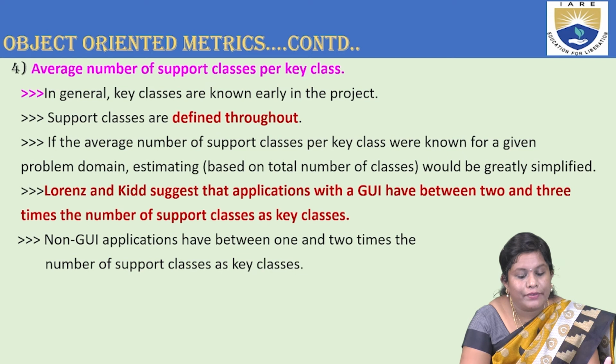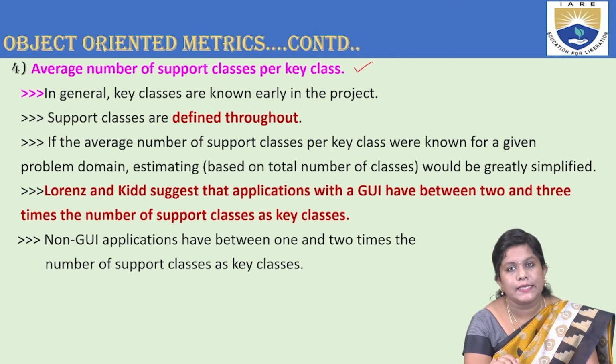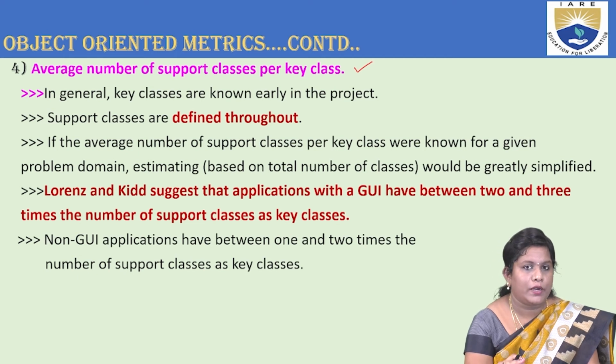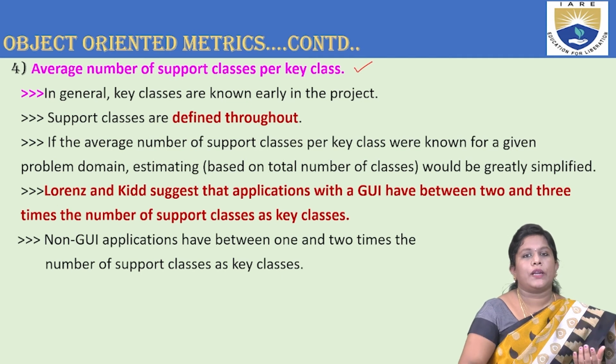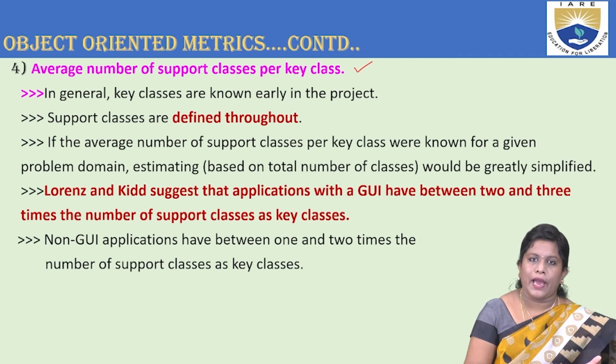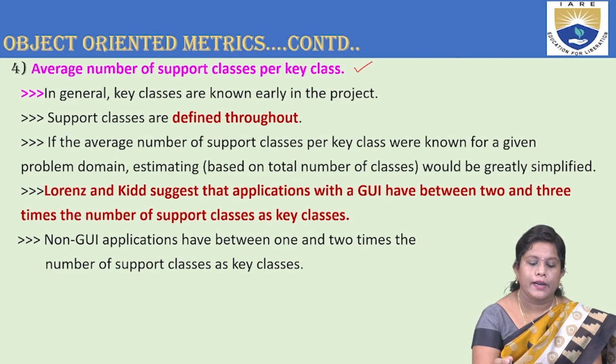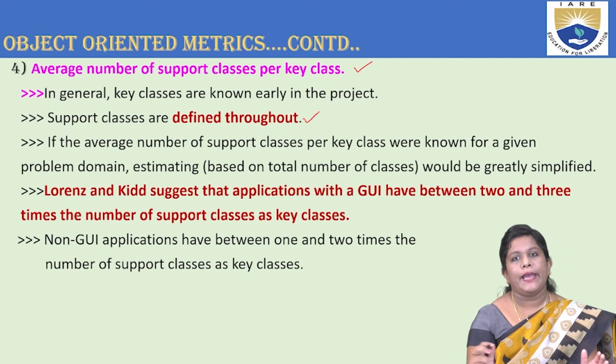Moving to the average number of support classes per key class. We have seen what key classes are. We have also seen what support classes are. Key classes have a complete focus on what the problem domain is. Support classes may not be aware of what exactly the problem domain is. So what is the average number of support classes per key class? Meaning for one key class, as it is an independent feature, how many support classes are required on average? So it's defined in this category throughout the process of your execution.